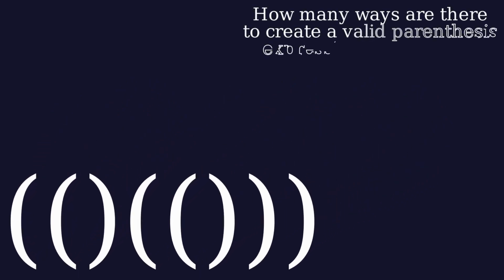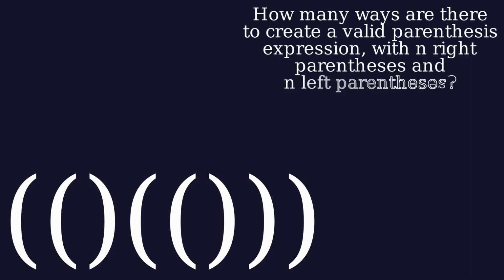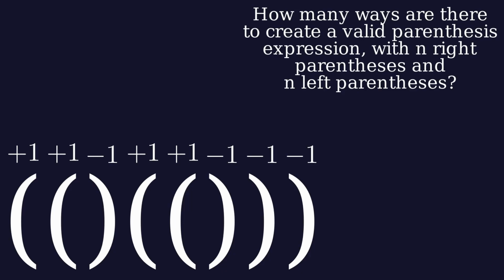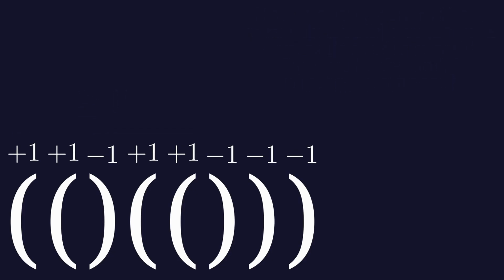The question is, how many ways are there to create a valid parenthesis expression with n right parentheses and n left parentheses? To solve this question, let's consider the right parentheses to be plus 1s and left minus 1s. For the expression to be valid, the partial sum of the expression always must be greater or equal 0. We can visualize this using Dyck paths.